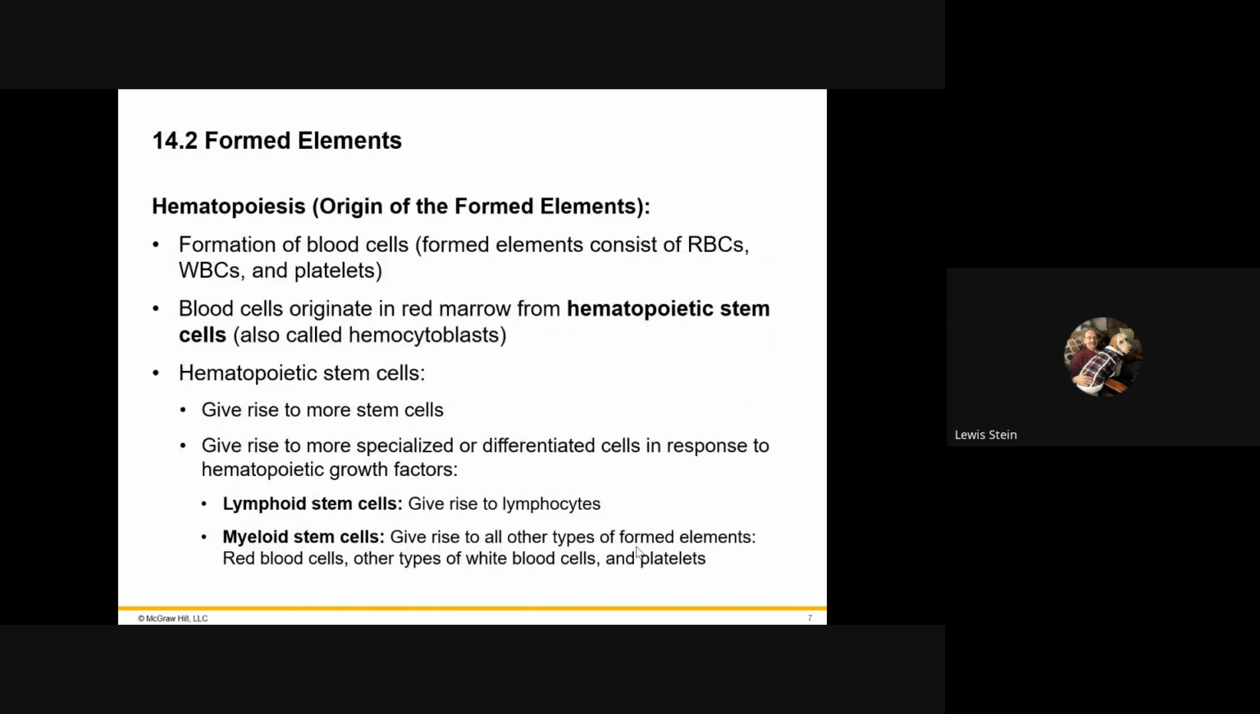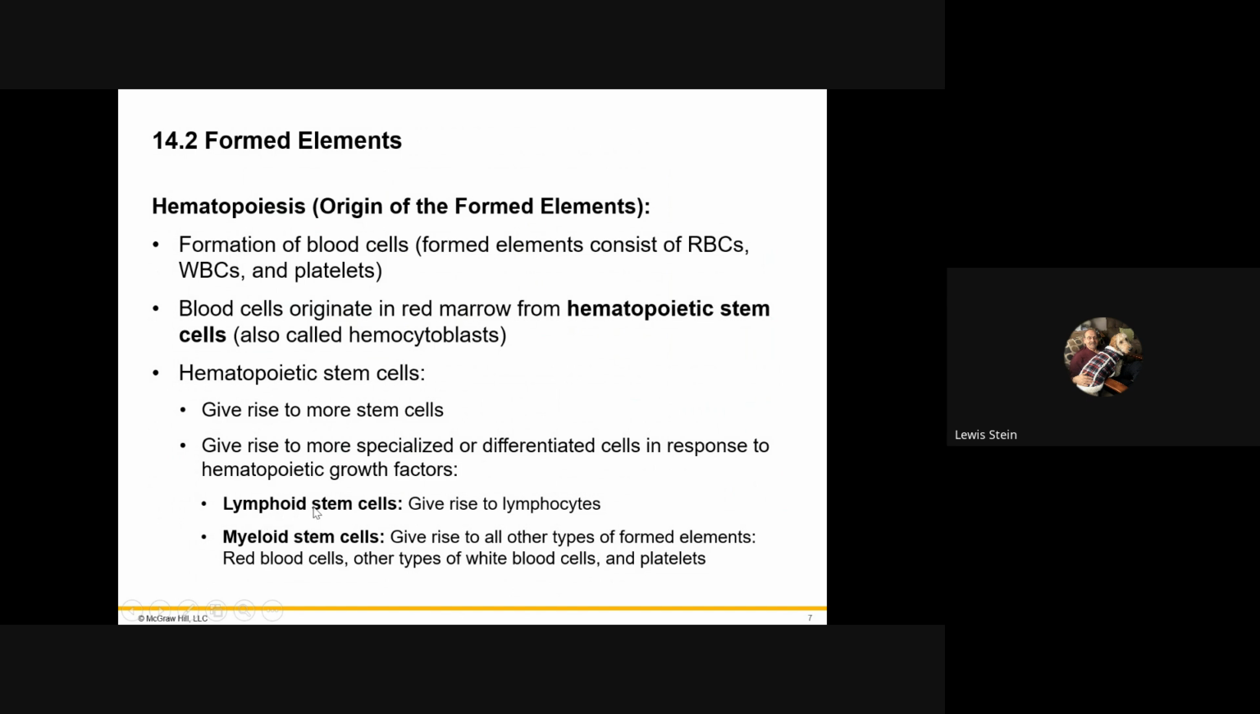And so it all starts with hematopoiesis, basically the origin of the formed elements. They come from a stem cell, and there are a lot of stem cells in connective tissue. This is the one associated with bone marrow. It has a fancy name you don't have to know, hemocytoblasts. They give rise to two different lines that go on and give rise to even more specific cells.